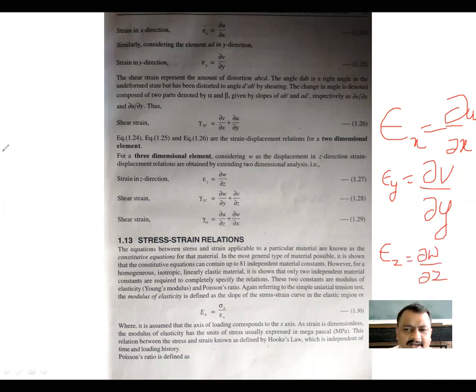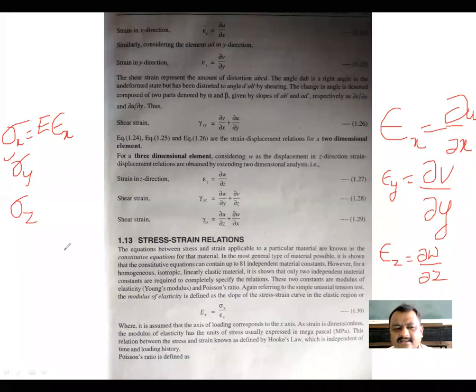So once I have obtained the strains, if I multiply with Young's modulus E into epsilon x, what I get is stress in that direction, sigma x equal to E into epsilon x. Similarly, sigma y and sigma z, I can obtain sigma x, sigma y, and sigma z. Now these are direct stresses and direct strains.